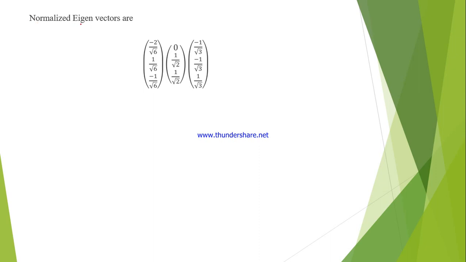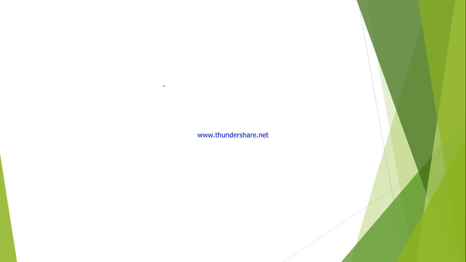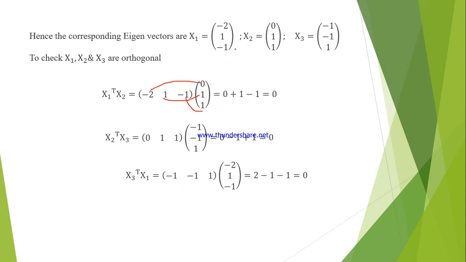Next, find the normalized eigenvectors. For this, we have to find the square root of the sum of the squares of these elements. Minus 2 the whole square, 4, plus 1 square plus minus 1 square. So we get root 6. For this eigenvector, 0 square plus 1 square plus 1 square, root 2. Here also minus 1 square plus minus 1 square plus 1 square, square root of 3, root 3.